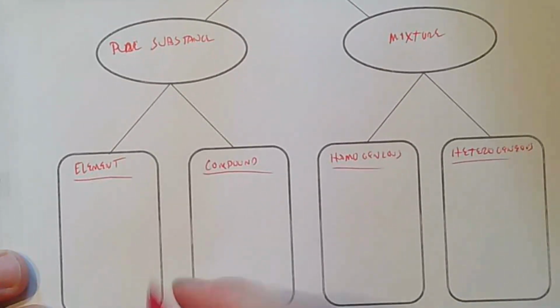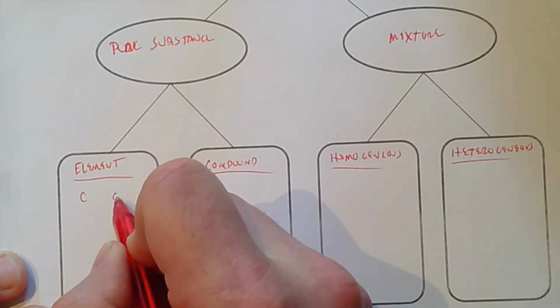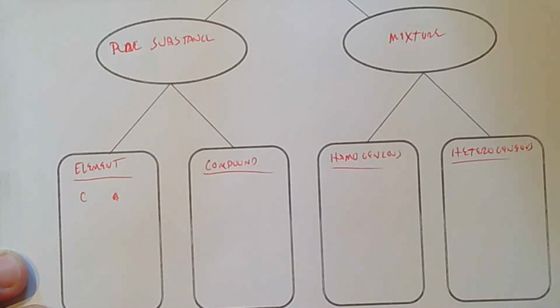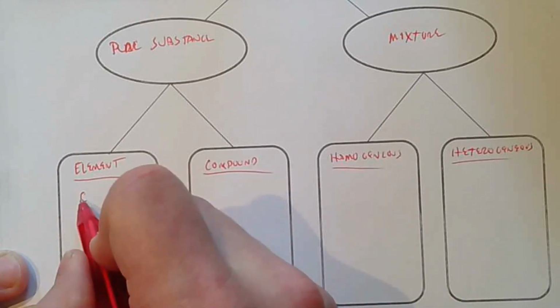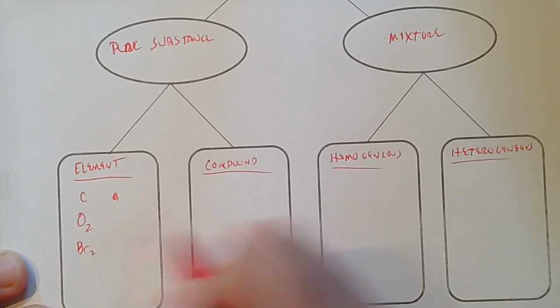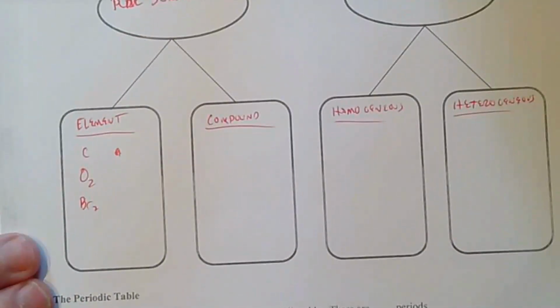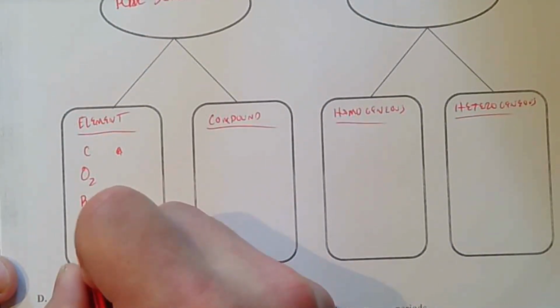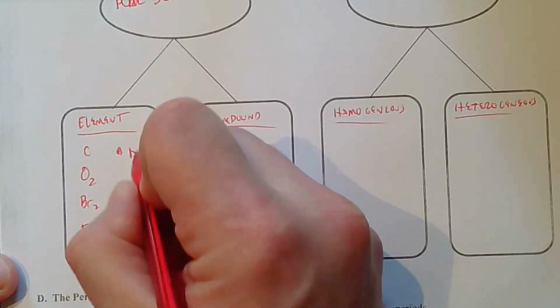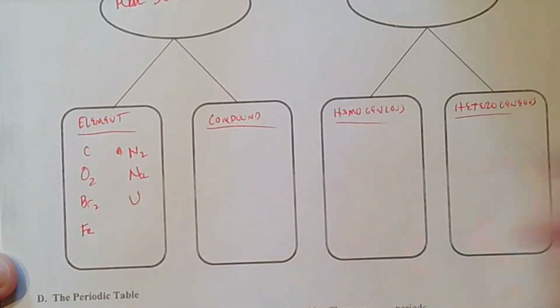And once we've gotten to that point, then some examples like elements, like carbon. And I'm just going to use the symbols from the periodic table. Carbon is C. Oxygen, right, O2. Bromine is another one like oxygen that if it's not in a compound, it is going to be paired up with another of itself, like iron, nitrogen, sodium metal, uranium, tungsten. Those all are considered elements.